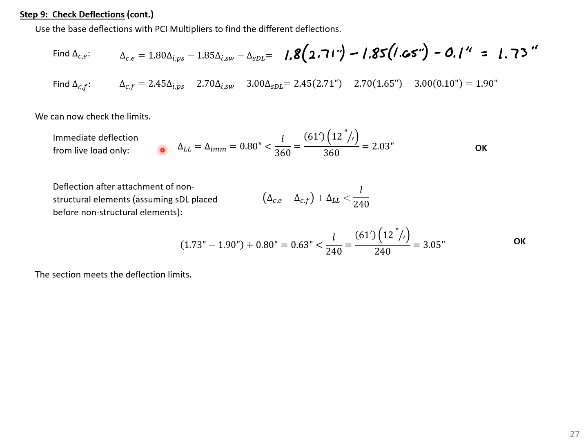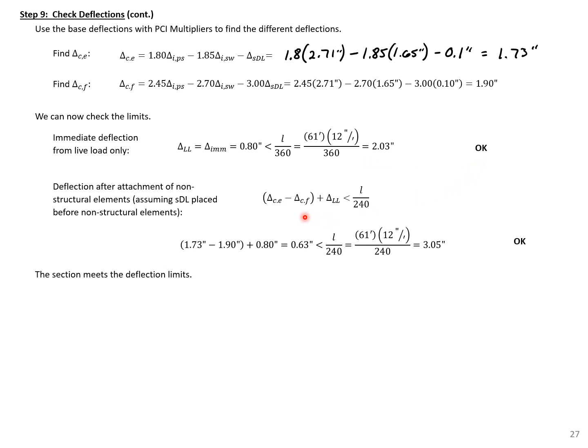So now we have all the values that we need to check our different deflection limits. First, we need to check the deflection from live load only. So the live load deflection we found to be 0.8 inches, and that needs to be less than L over 360, which is 2.0 inches or 2.03 inches. So that check is okay.